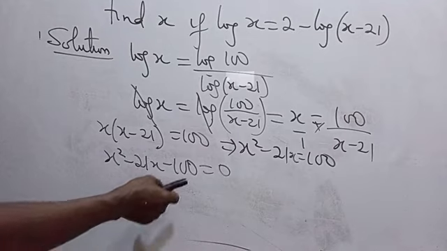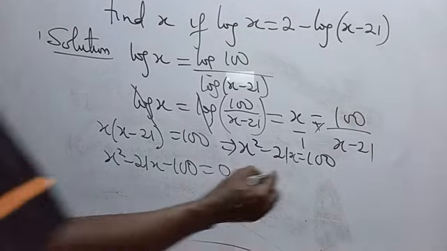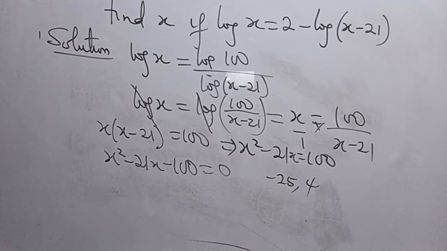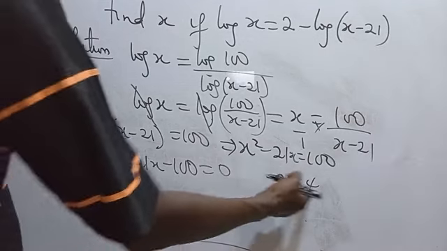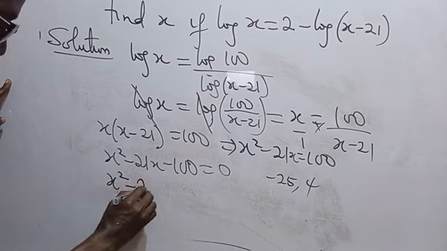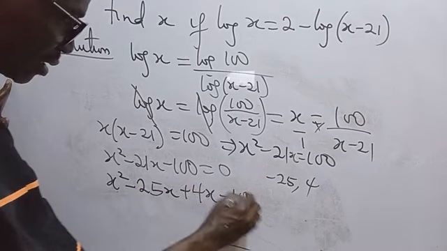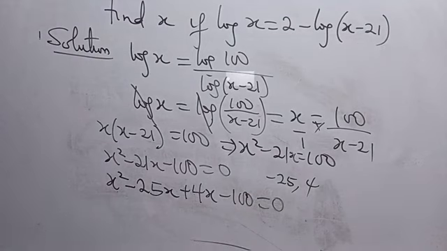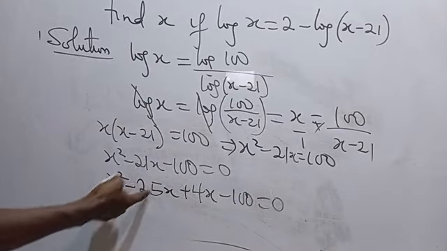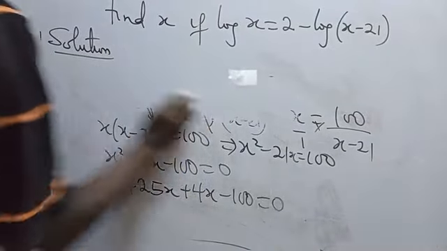So let's check here. What are the factors of minus 100? I think minus 100 can give us minus 25 times 4, that will give us minus 100. And when you add them together, it gives you minus 21. So we can have x squared minus 25x plus 4x minus 100 is equal to 0. I hope that is taken. I've factorized that expression, replacing minus 21x by minus 25x plus 4x.